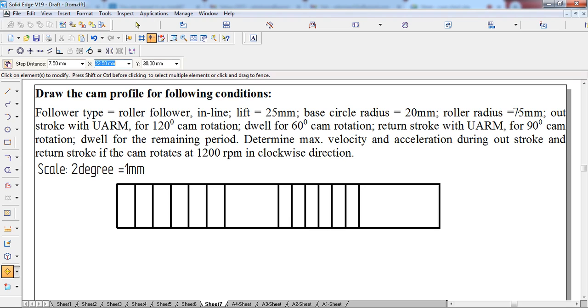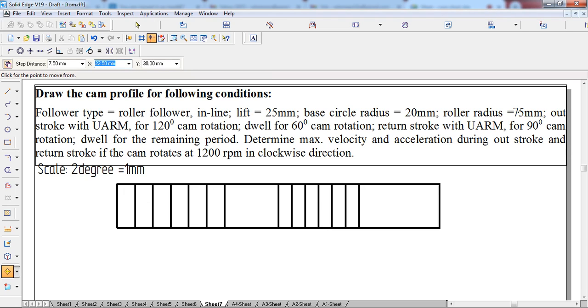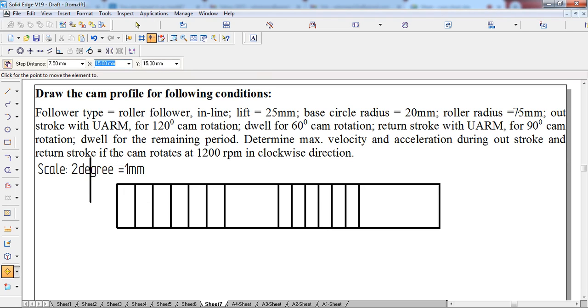Suppose here also 25 is there. 25 I have to divide by 6. So how much will I get? If I divide 25 by 6, one division will be 4.17. Again, see, it is in decimal. So here also in that case you have to take the angle and then draw the parallel lines. I'll show you that procedure also.